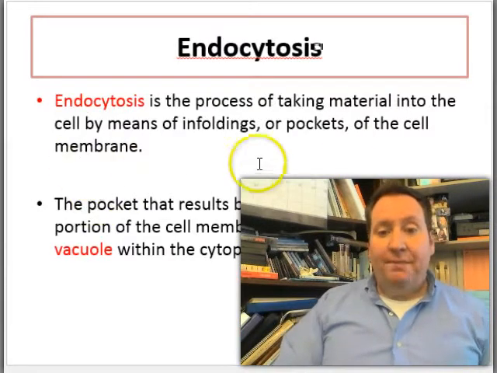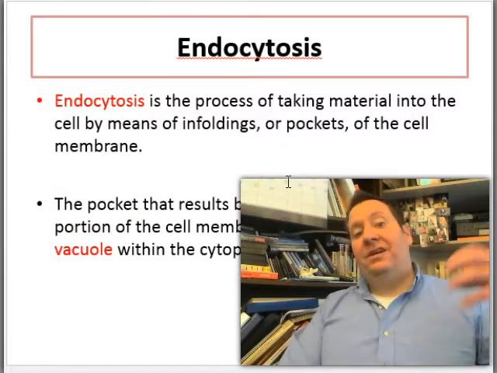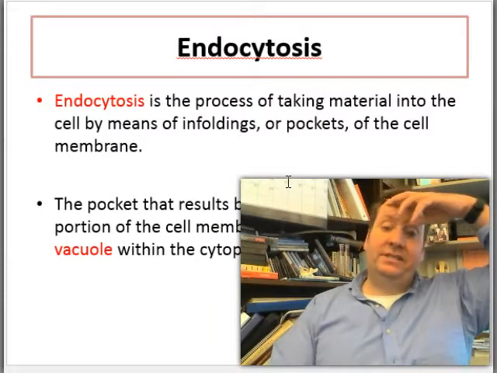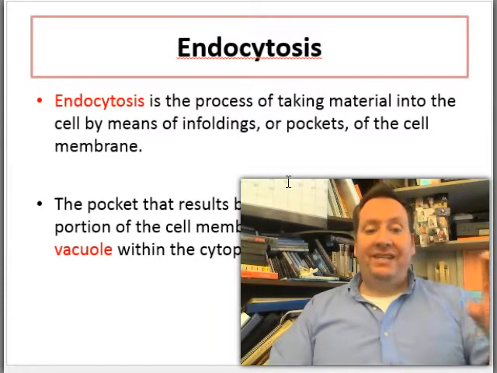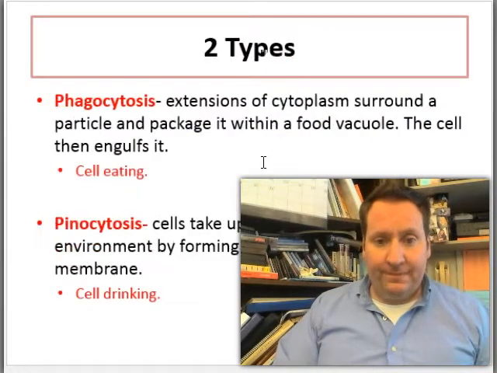The two types of bulk transport that we have: one is endocytosis, which is bringing material into the cell. And the other one is exocytosis, which is making a product and then exporting it outside of the cell. We normally just package these things in little tiny bubbles we call vesicles.